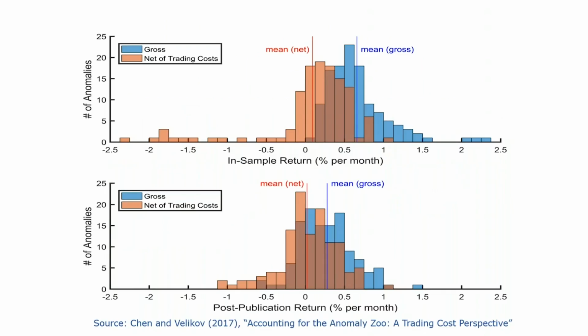Here's a study done looking at 120-some anomalies that appear in the academic literature, both pre-publication and post-publication. Pre-publication, the mean gross return from these factors, that's long-short, each of them, was 66 basis points. After trading costs, it came to 9 basis points. Post-publication, the gross return dropped in half, and after trading costs, it dropped to 2 basis points.